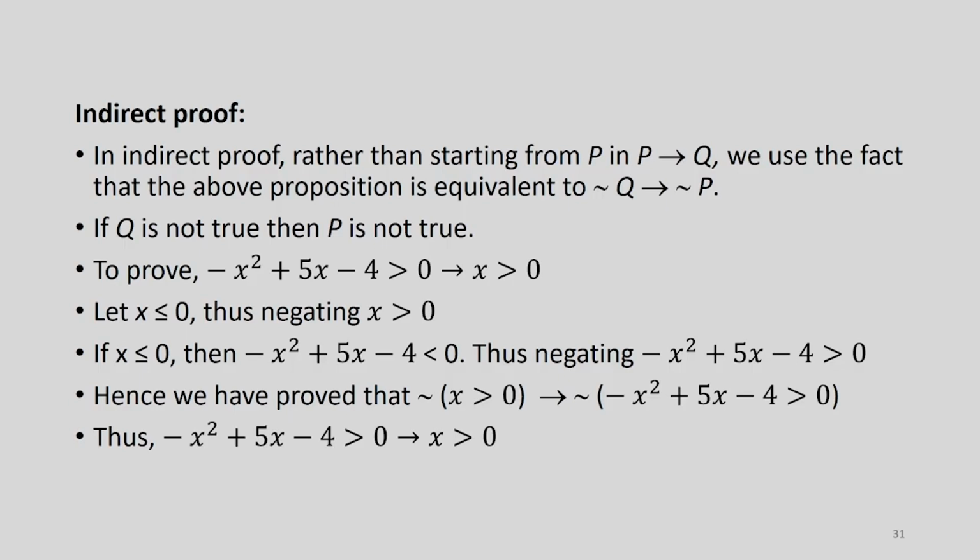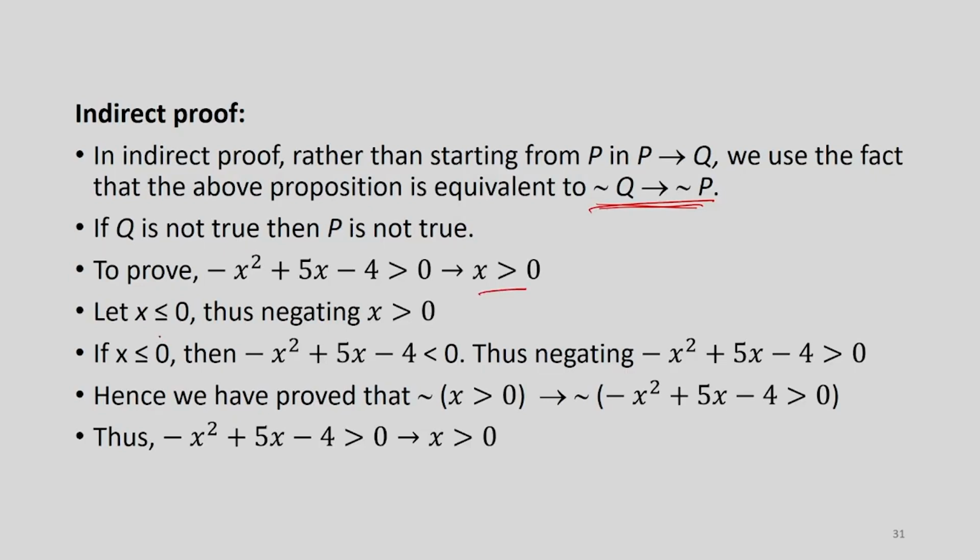So, in indirect proof, rather than starting from P, we use the fact that the above proposition is equivalent to not Q implies not P. So, this is nothing but P is sufficient for Q is equivalent to Q is necessary for P. Now, how do we prove this? We prove the other one. Suppose Q is not true, right, then what happens? So, what we start with is that Q is not true. If Q is not true, then what happens?